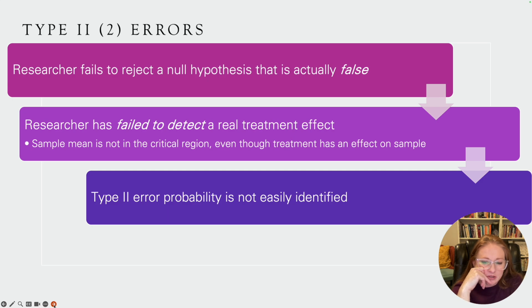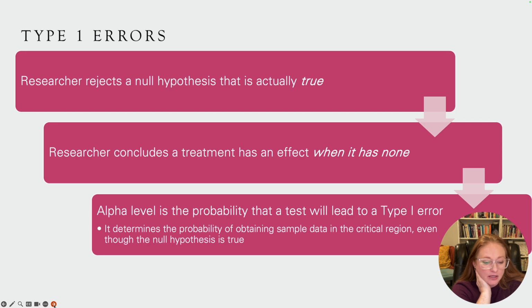Type 2 error probability is not easily identified. There's something usually really wonky with that sample that you pulled. I'm going to go back up one slide. If you want to think of it like type 1, the researcher's lying, claiming something that really didn't happen.